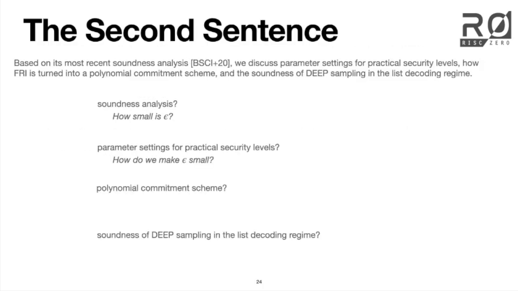Okay, I'll continue. So we discussed what a polynomial commitment scheme is. It's just how we commit and reveal data within our proof system. And then there's this last phrase, which has a lot of terms in it: soundness of deep sampling in the list decoding regime.